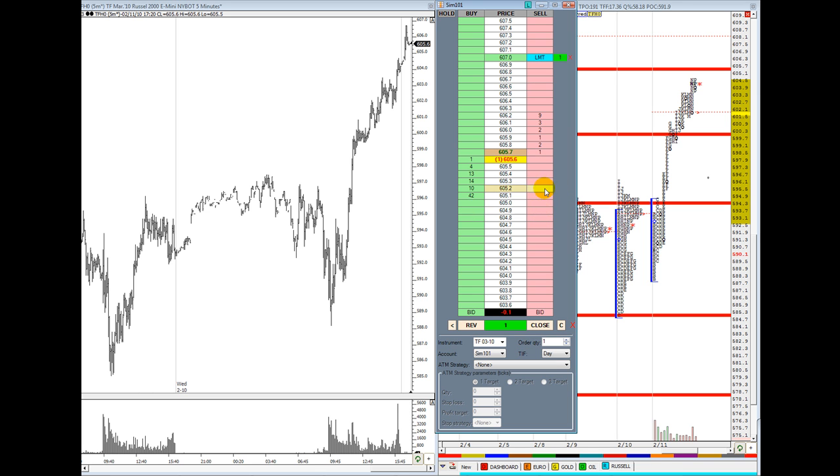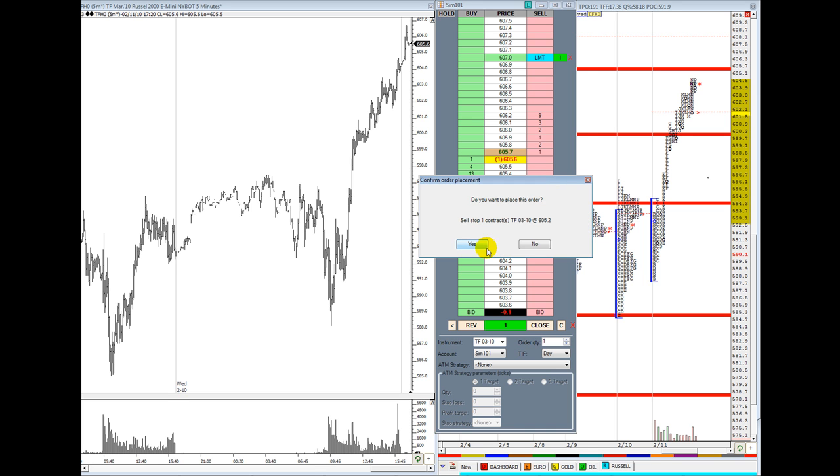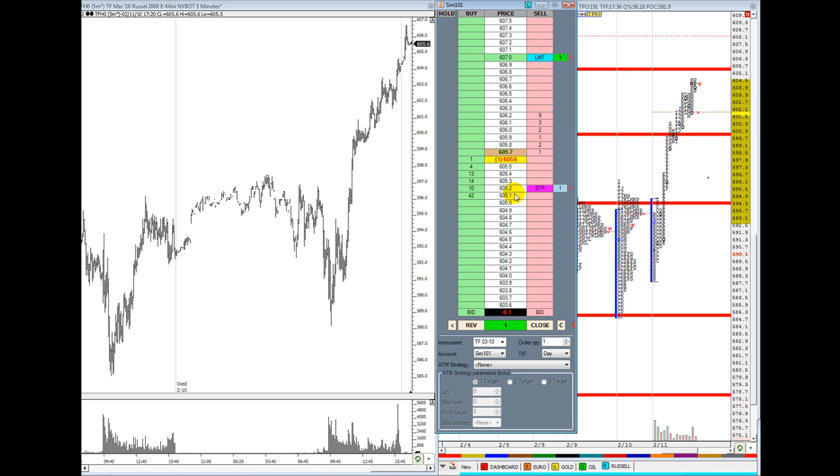And your stop, let's say you only want to risk $50. So what you do is you put a sell stop at 605.2. So remember, if you're long, your orders to get out will be on the sell side. You can also click reverse, which will take you out of the long position and get you short. And you could click close to get you out immediately at market.